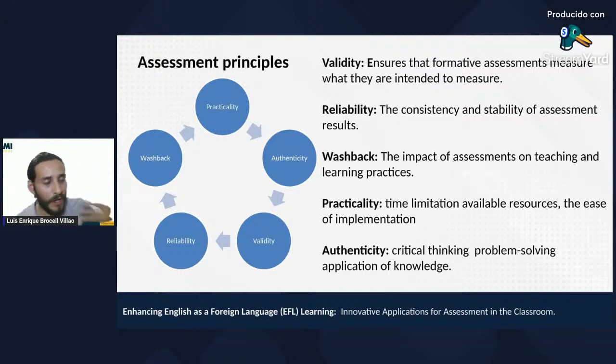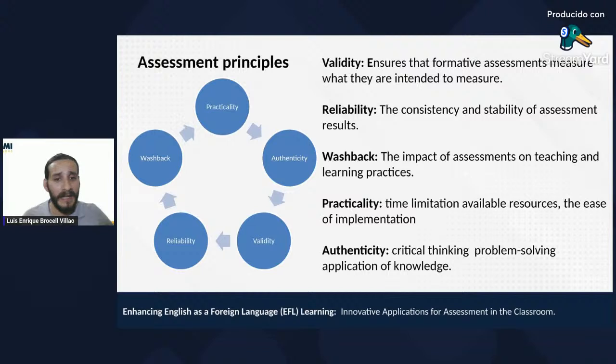Washback. What is washback? The impact of the assessment on teaching and learning practice. If the assessment that we have taken is really good at getting to the mind of the student and helps us to improve our teaching class, it has the correct washback.